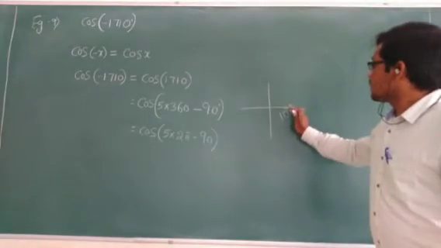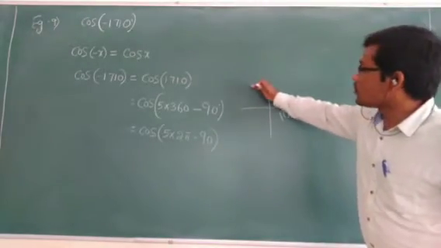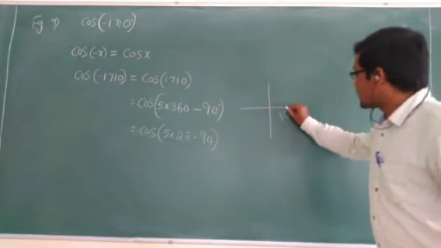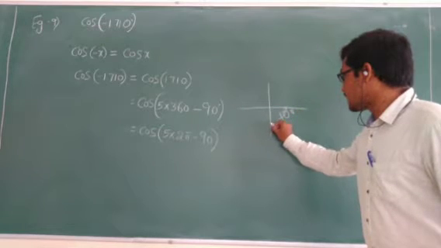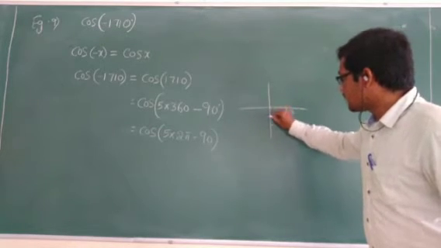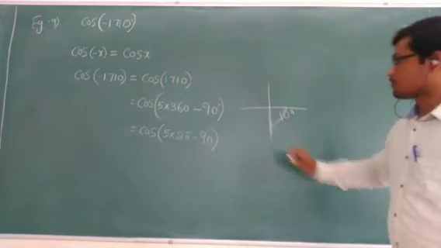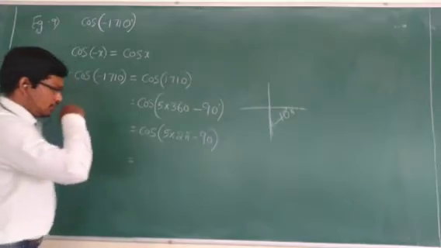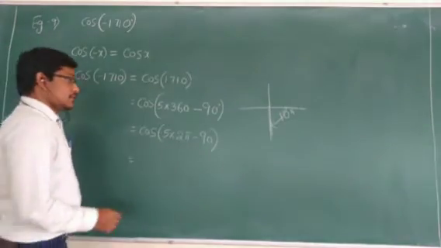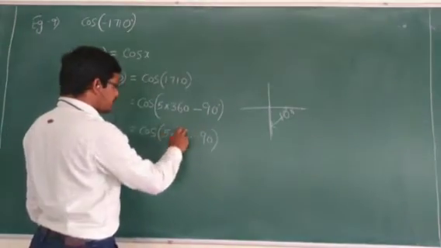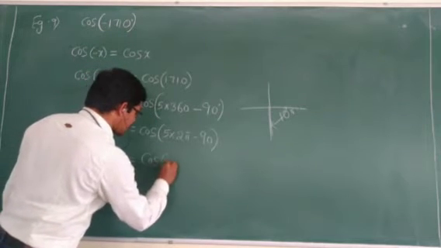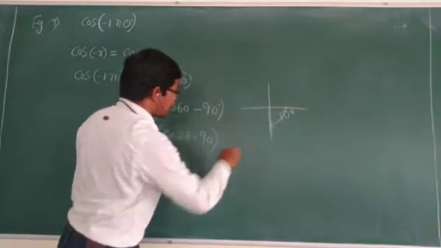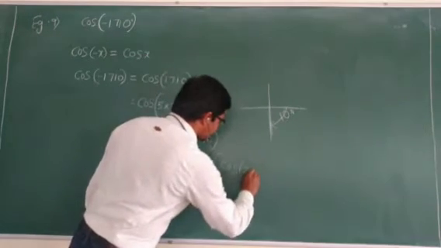Minus 90 means, if you have plus 90, you will go in this direction. But here it is minus 90, so you should come in this direction. So minus 90 will be here. Whatever it is, when we have complete circles, we get only cos of minus 90, because that is just for understanding, but we have seen this formula.